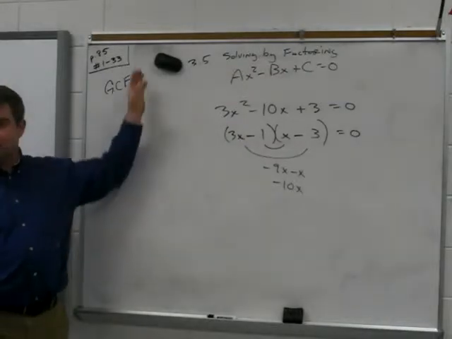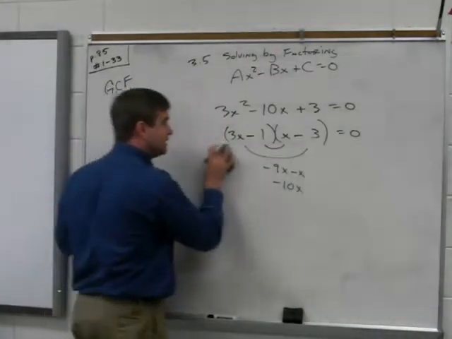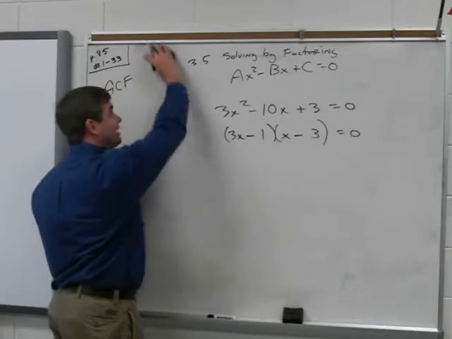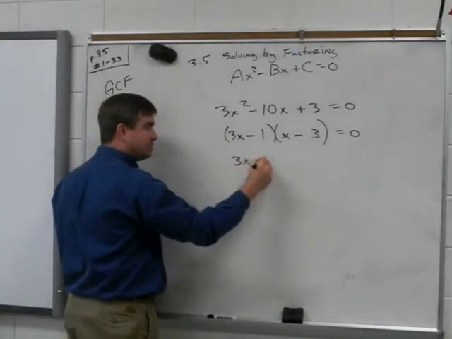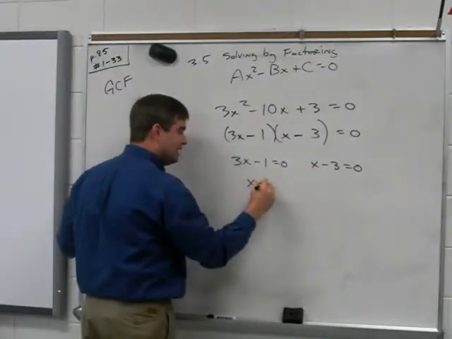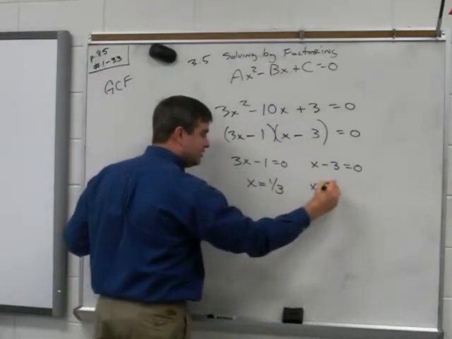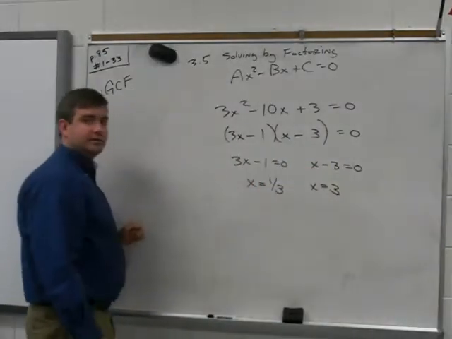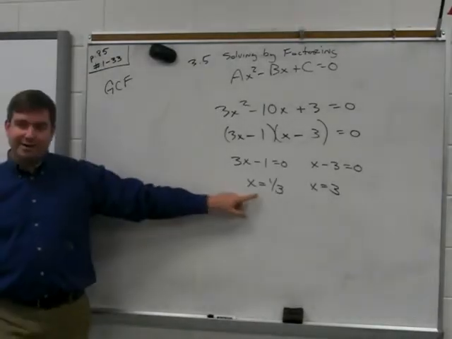Okay, are we done? No, we got to finish it out, right? Because it's equal to 0. 3x minus 1 is equal to 0. x minus 3 is equal to 0. x equals 1/3. x equals 3. And I'm done. Questions on how I got 1/3?